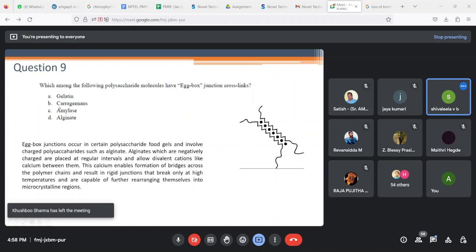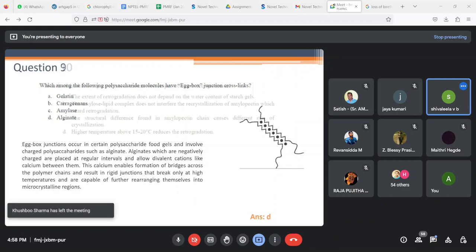So amylases can form microcrystallites, carrageenans can form helical structures. So all these are present in the food chemistry book that I referred to in the previous slides. You can go back and you'll have a much deeper insight into what are the different kinds of gel formations that can happen in different kinds of foods. So the answer is option D.